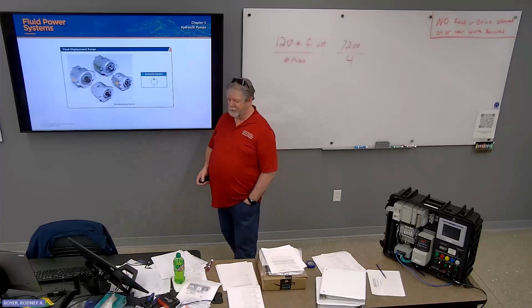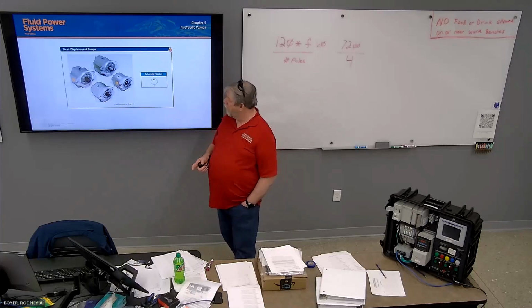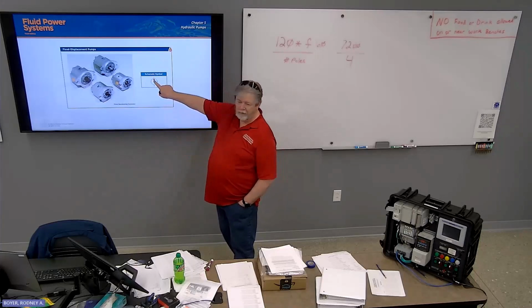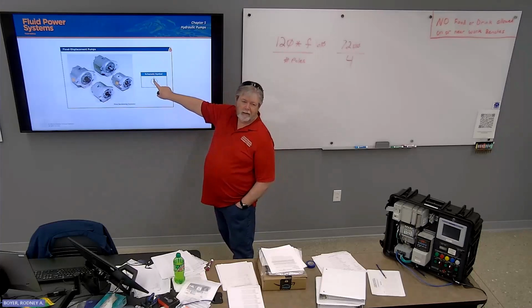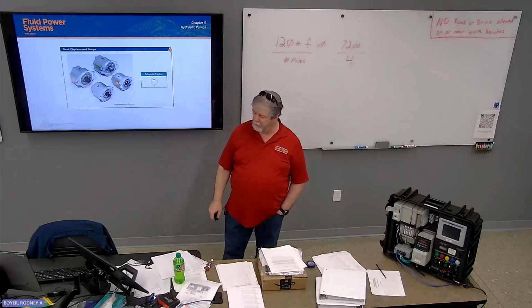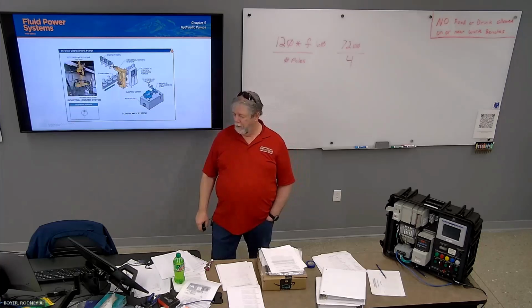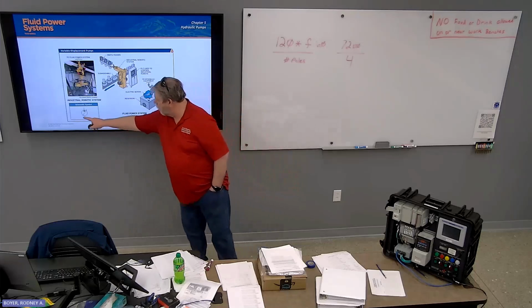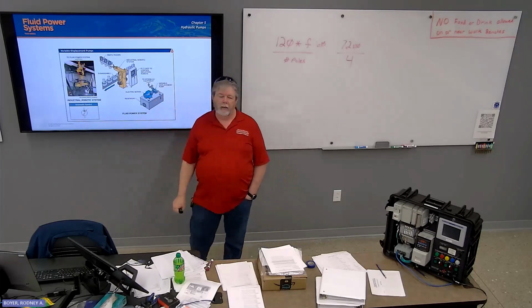Fixed displacement. Notice that the triangle is filled in. It's hydraulic, also only going one direction, so it's a unidirectional pump. Variable displacement has the arrow through it.